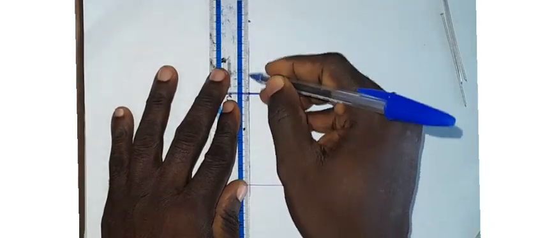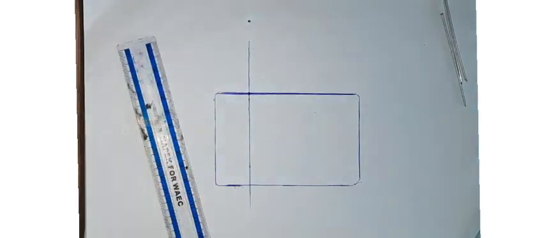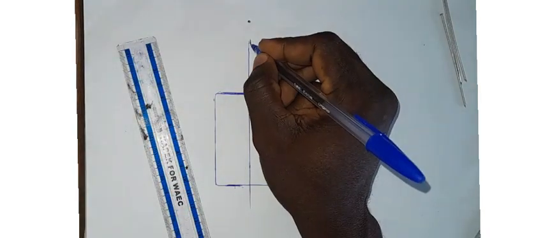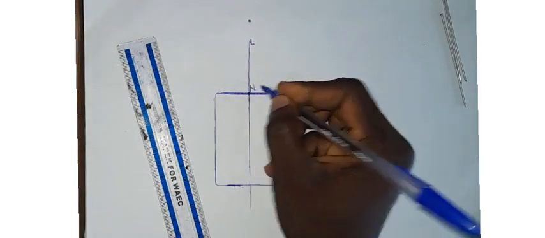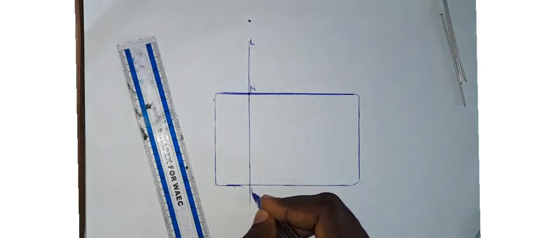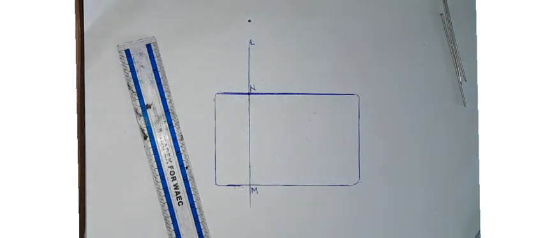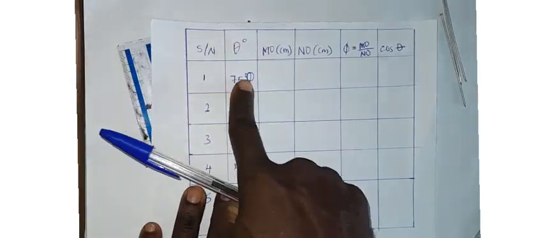So we are extending it down to the other side as given in the instruction. So this part is L, this is N, and this is N. Okay? Now, this is what we are doing. We are to measure theta, which is what? 75 degrees to the block.